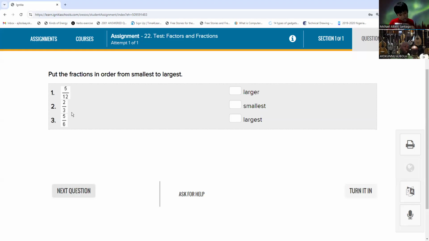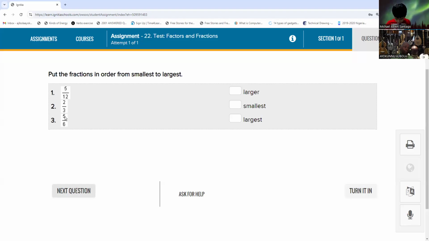So put the fractions in order from smallest to largest. Which one is the smallest? Let's check it out. We have to pick the common denominator, which is 12. So how many 3s are in 12? That's 4. 4 times 2, that's 8. So the second one is 8, while the first is 5. And for the third one, 6 in 12 is 2, that's 10. So the last one is 10.